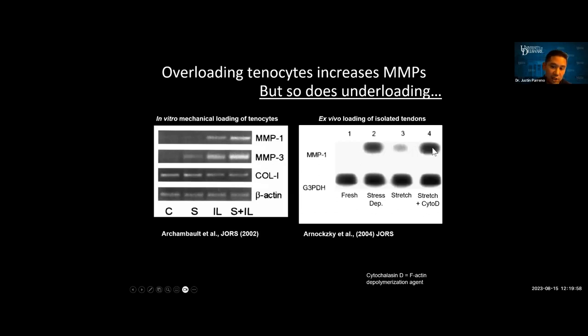And this is the first suggestion to me that the actin cytoskeleton may be involved in regulating the response to stretch. So in this case, we see that overloading results in the production or repression of matrix metalloproteases. So overloading, or loading the cells, can cause increases in matrix metalloproteases, but so can underloading.